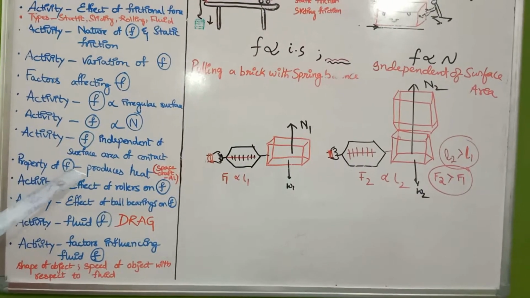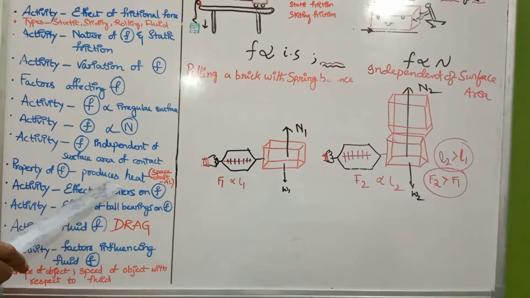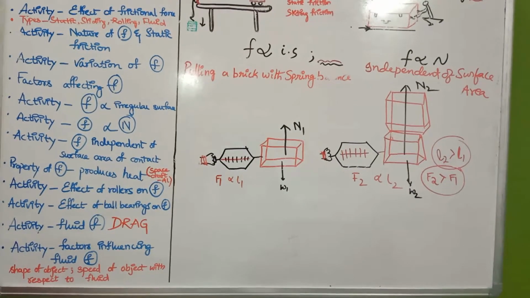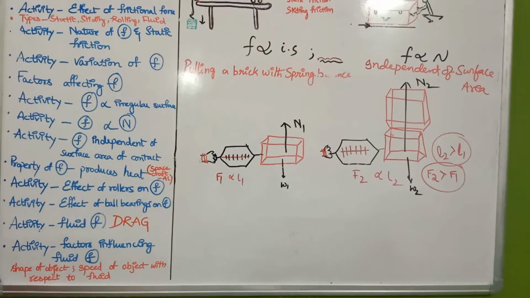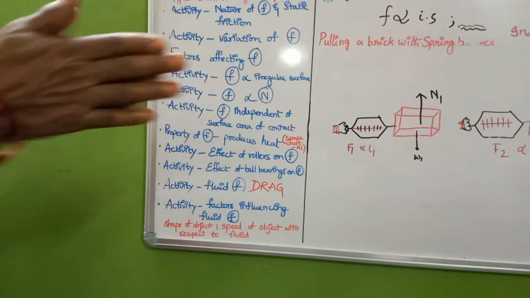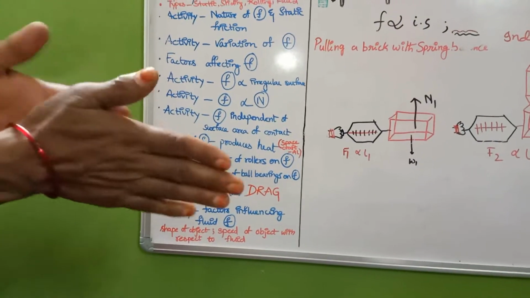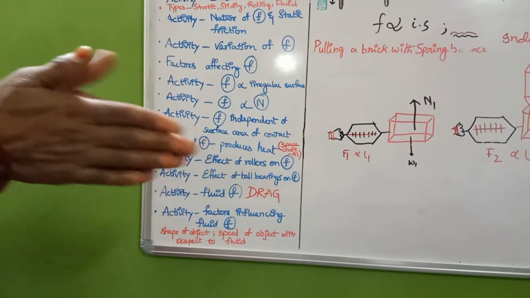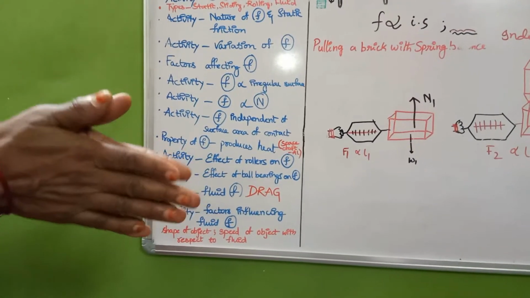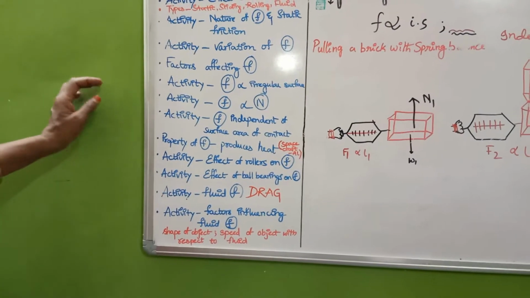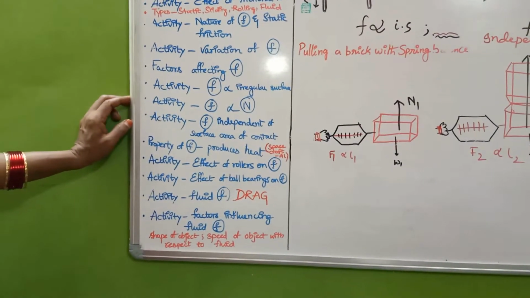Property of friction: the frictional force produces heat. The best example is in the winter season, to keep ourselves warm, we rub our hands. Because of frictional force, heat is generated, which keeps us warm. Next, the same principle is used in lighting matchsticks.